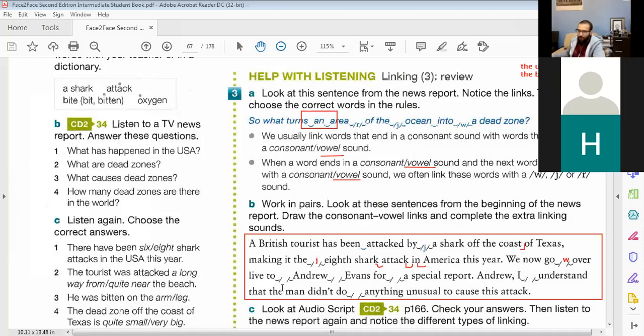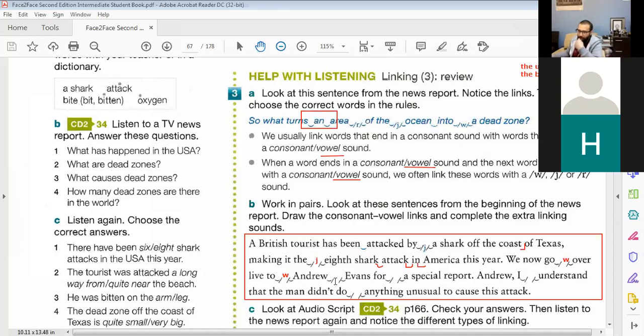Live. Which added sound here? To yandru? Should we say to yandru? Or can you think of maybe to randru? No. To wa. Exactly, because we have a W, we have an O, so a wa is closer. To Andrew. We now go over live to Andrew.